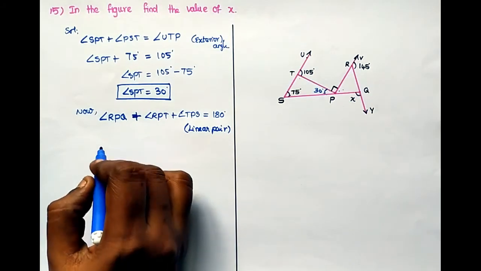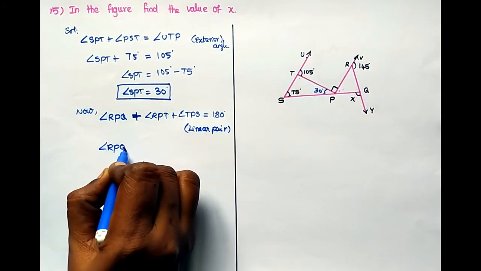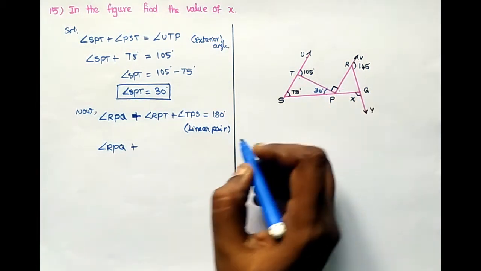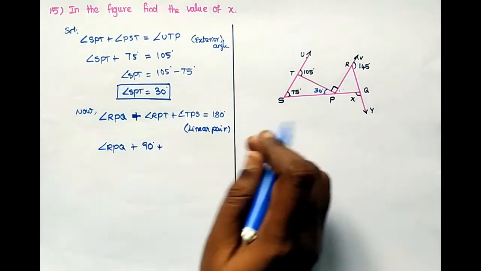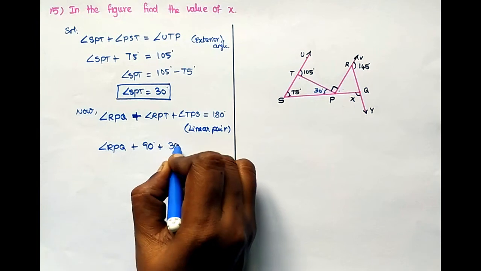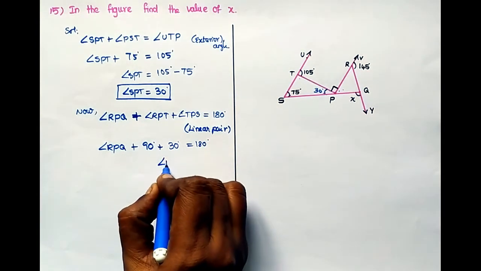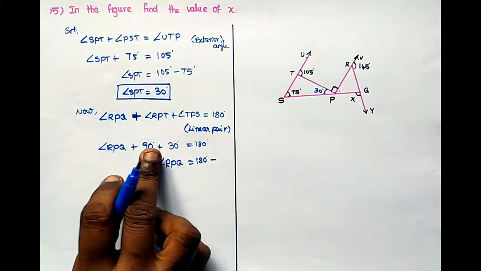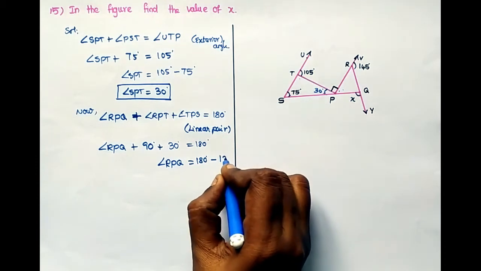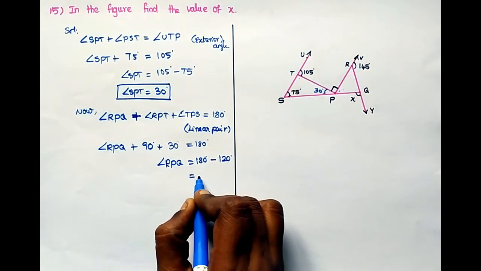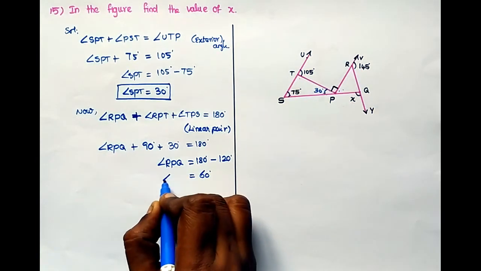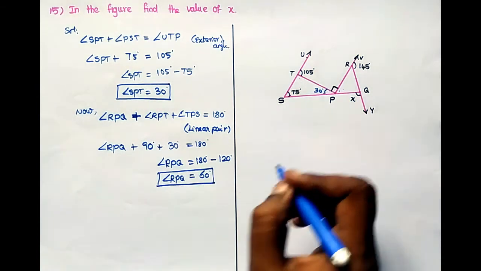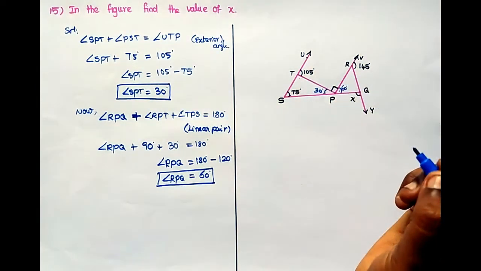So RPQ we don't know. RPQ plus RPT equal to 90 degrees. This symbol denotes 90 degrees, plus TPS, that is 30 degrees, equal to 180 degrees. So RPQ equal to 180 minus 90 plus 30, 120. Bring this side means minus 120. That is equal to how much? 60 degrees. RPQ equal to 60 degrees. So this one 60 degrees.